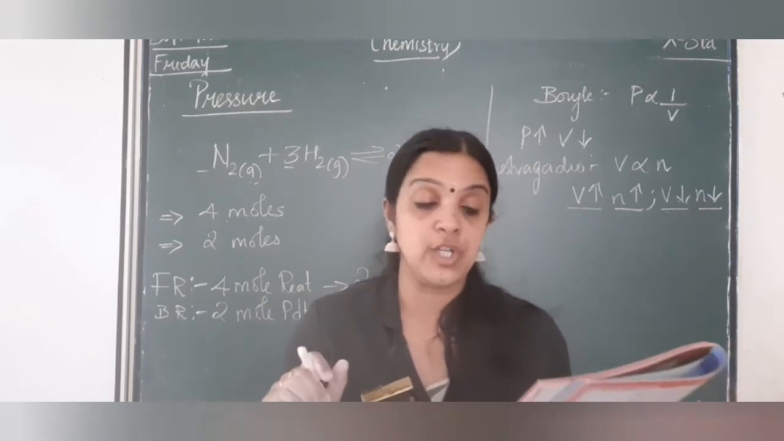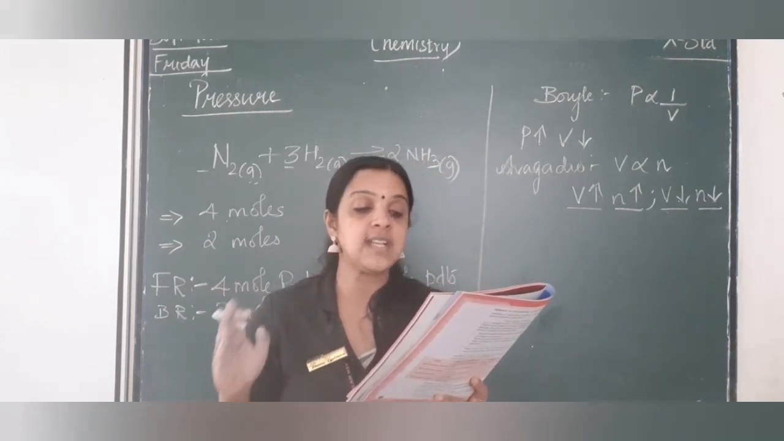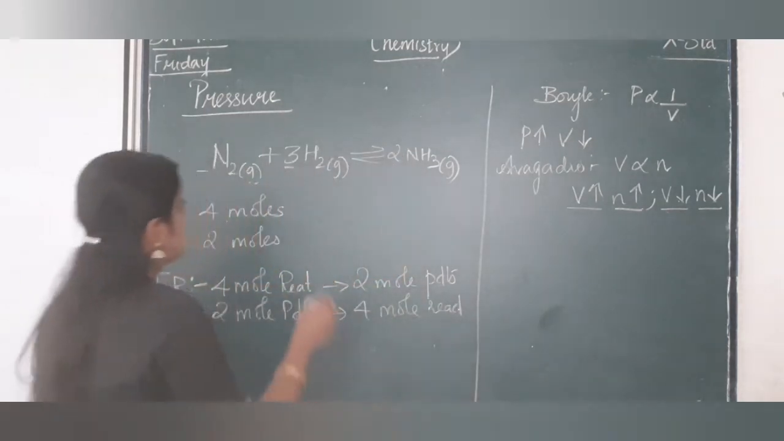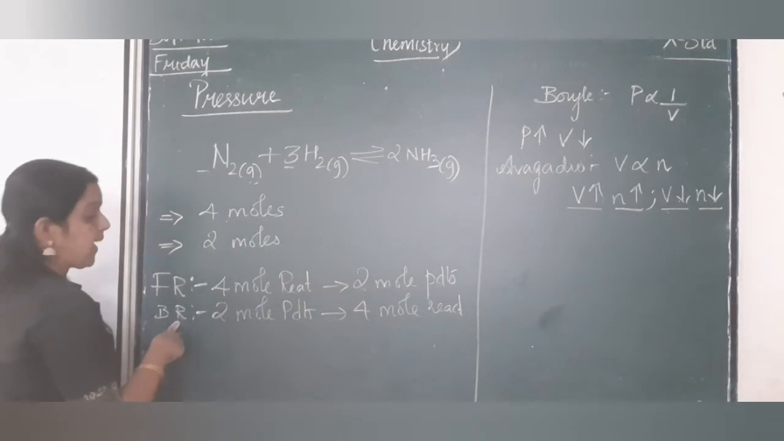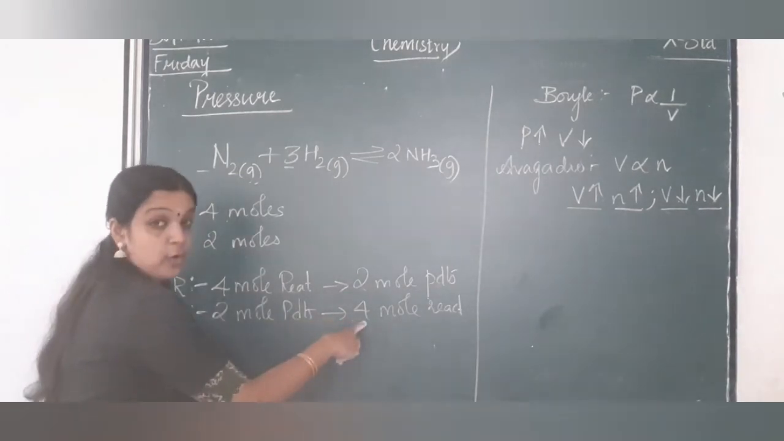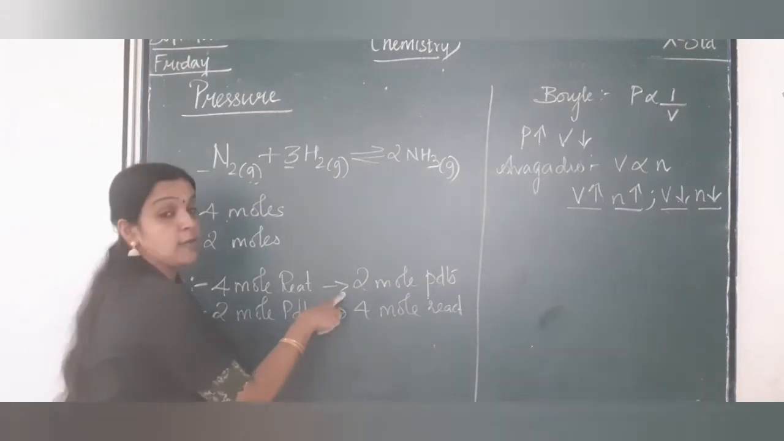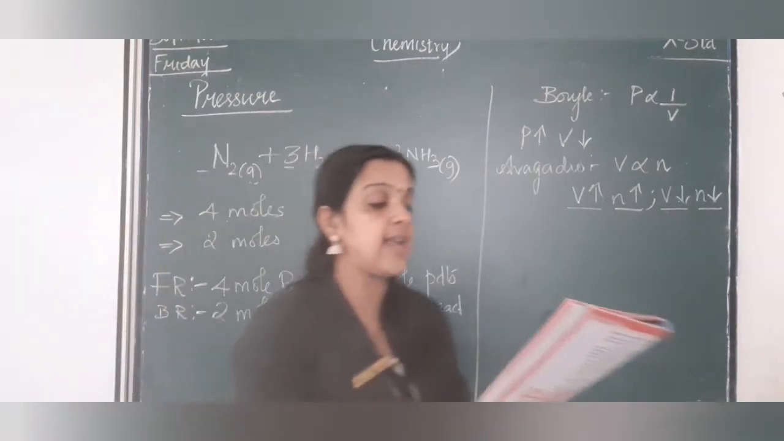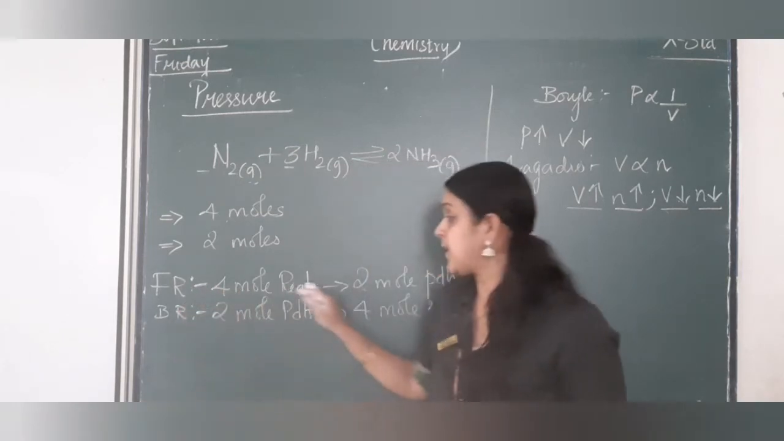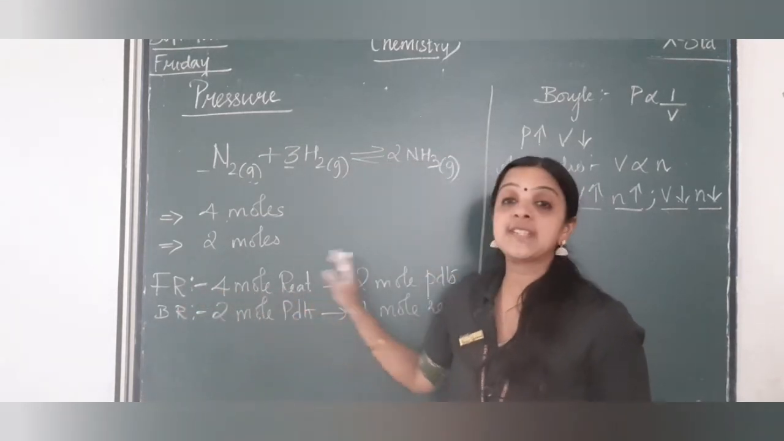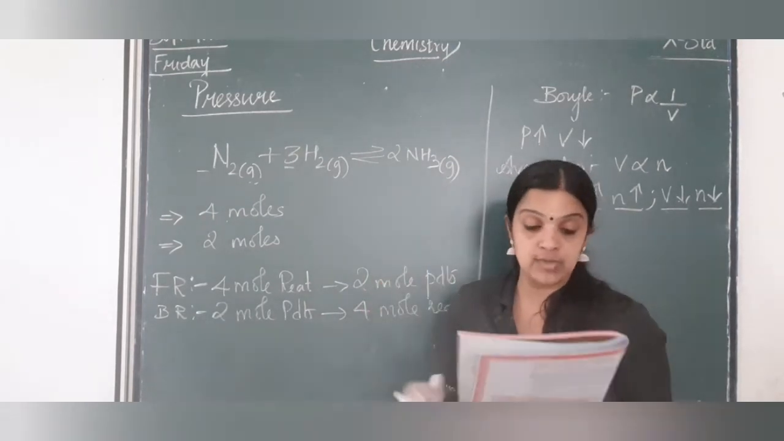In the manufacture of ammonia, the reaction in which direction results in a decrease in number of molecules? Forward direction, 4 is giving 2. In the backward direction, 2 is giving 4. So in which side do you have less number of molecules? Only in the forward direction. So please write forward reaction, because 4 moles is giving 2 moles of products, which is less number of molecules.